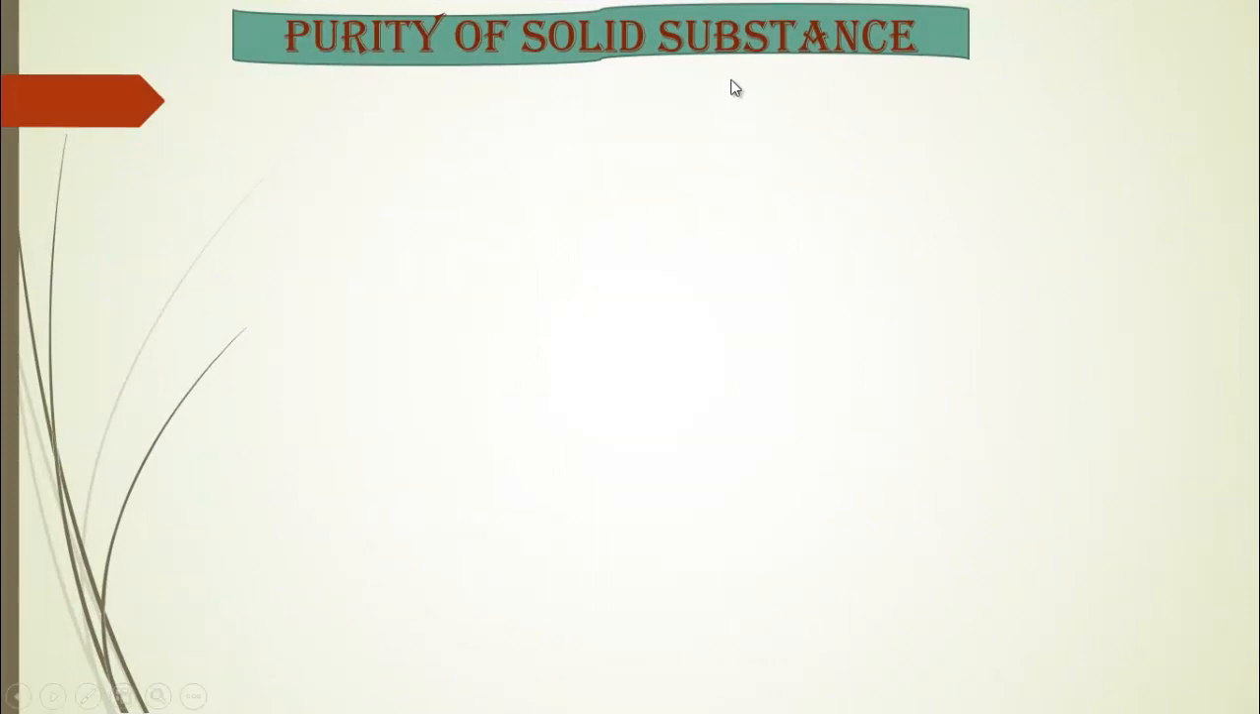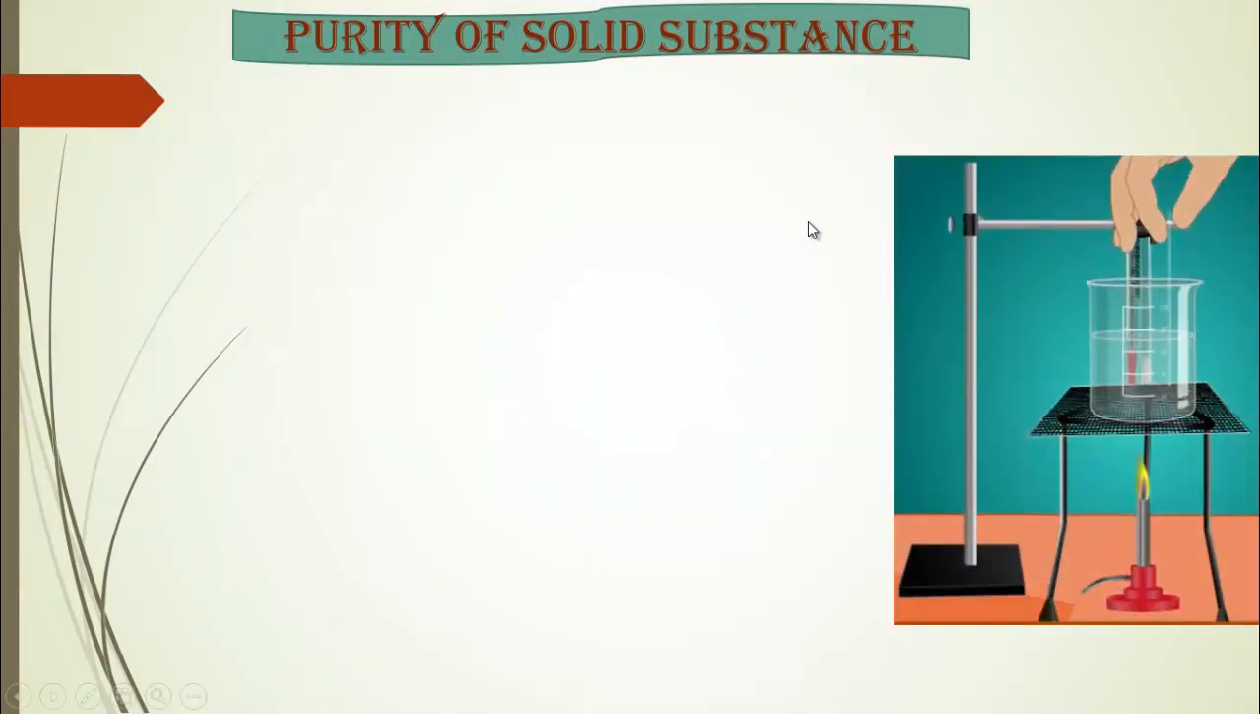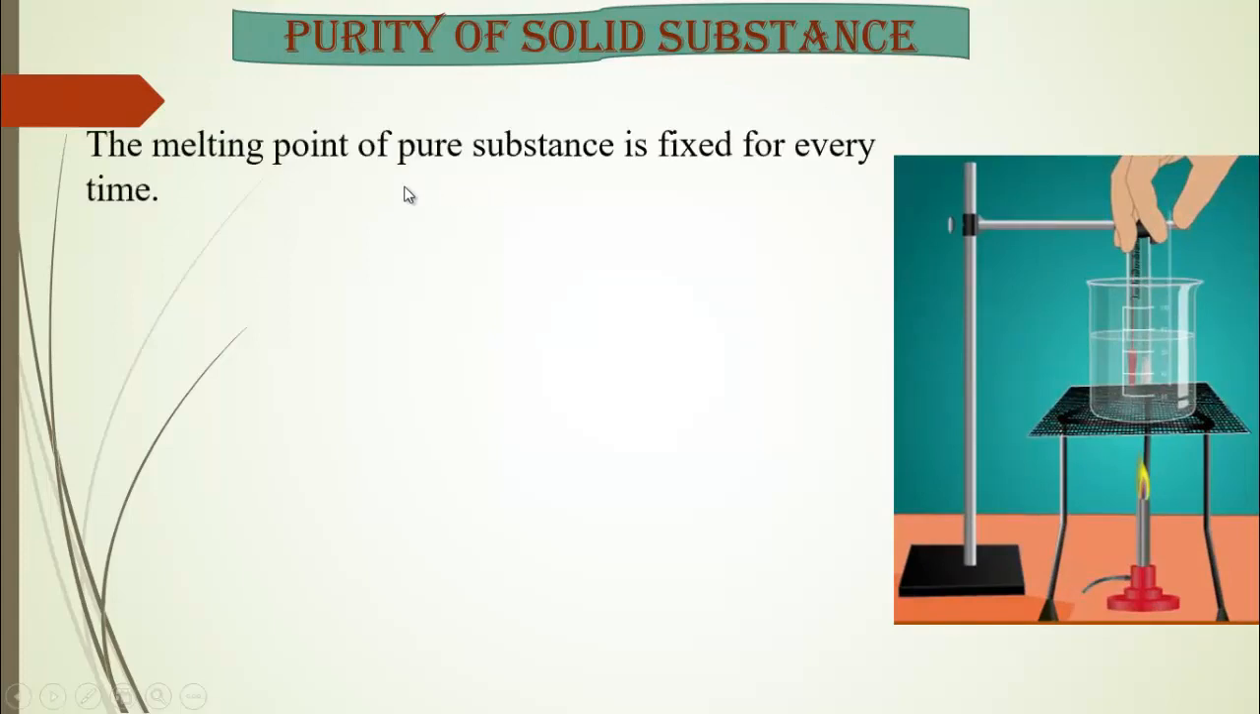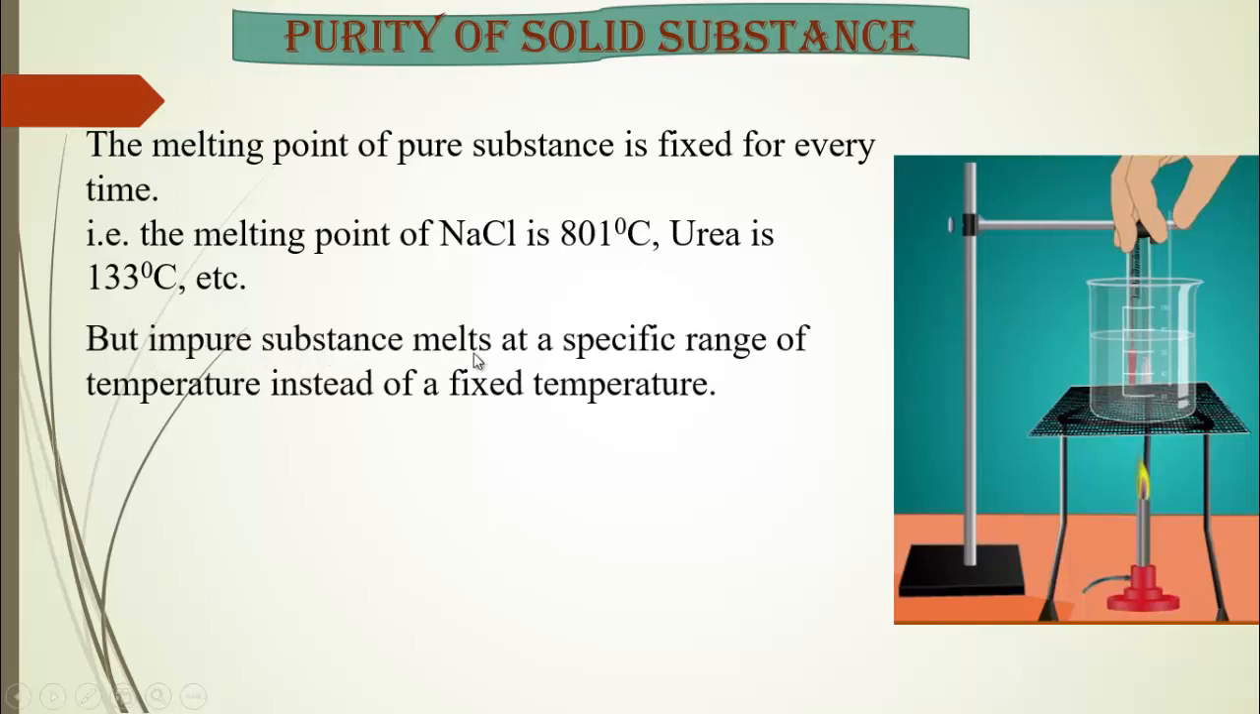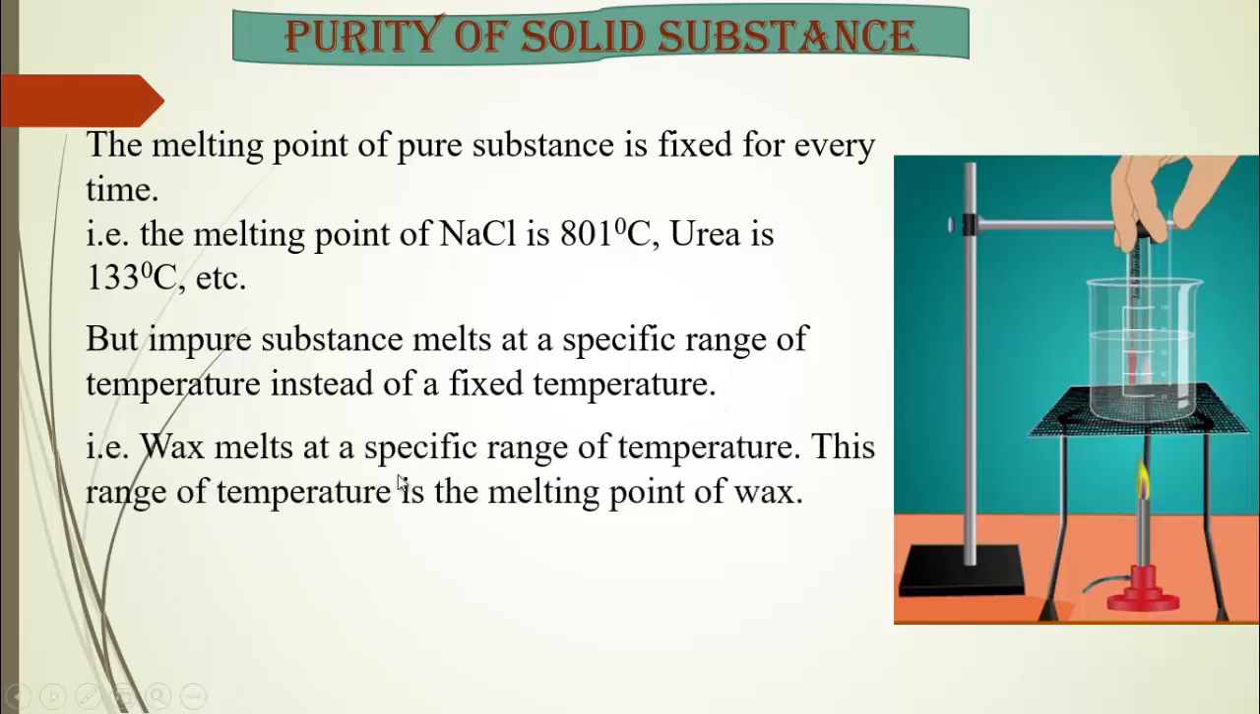Now, purity of solid substance. What is this? Purity of solid substance means the melting point of a pure substance is fixed every time. For example, the melting point of sodium chloride is 801 degrees centigrade, urea is 130 degrees centigrade, etc. But an impure substance melts at a range of temperature instead of a fixed temperature, which you have seen in the case of wax. So wax melts at a specific range of temperature. This range of temperature is the melting point of wax.